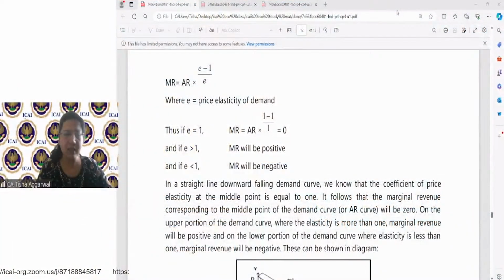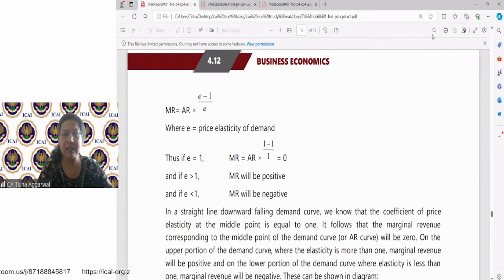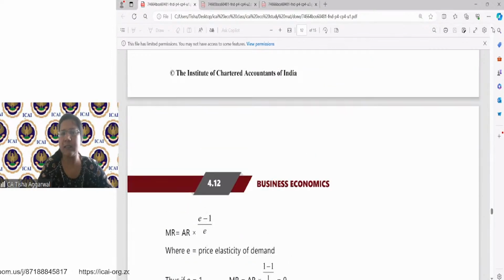I hope this is clear as of now. Whatever we have done must be clear to everybody. Okay. Now let's talk about the concept of marginal revenue, average revenue, and the elasticity, the price elasticity of demand.